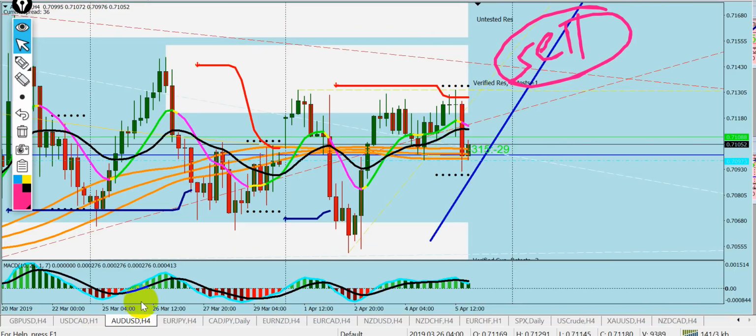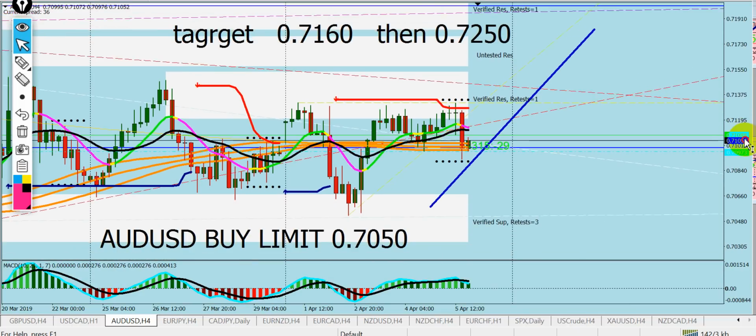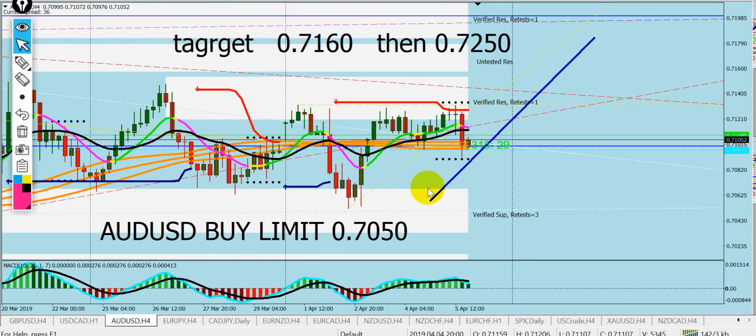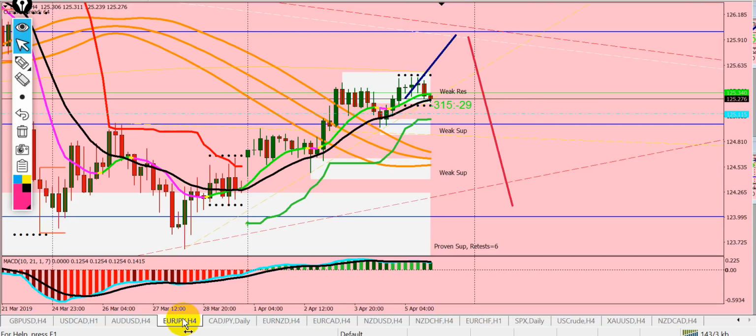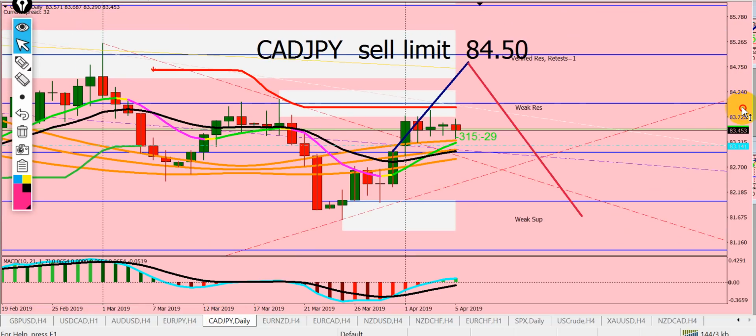So Australian USD, we wait to buy. There is no sell. You can buy around the 750, 775 area. Euro Yen, so we're only waiting to sell the 126 area. You can sell now or wait a little bit. Canadian Yen, also we're waiting to sell, so you can sell the 84 area to 84.50, or you can sell now, no problem.